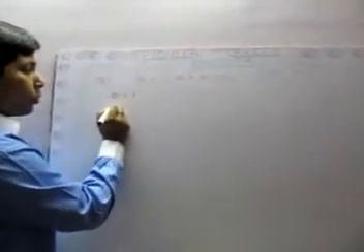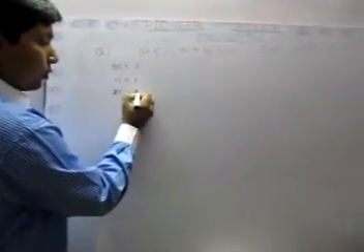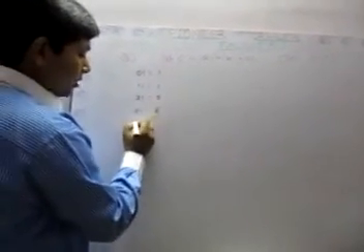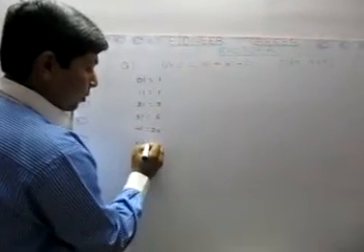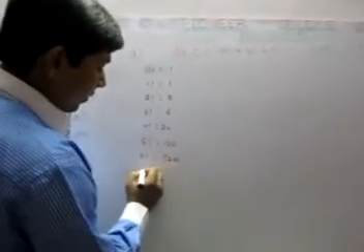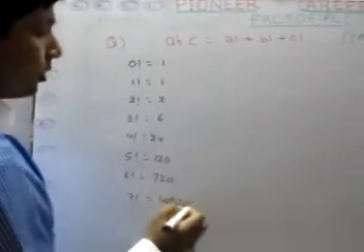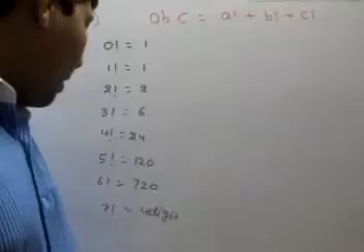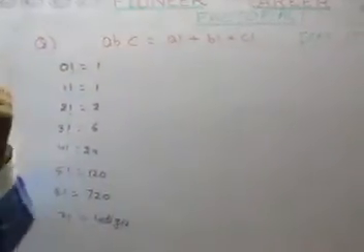0 factorial is equal to 1, 1 factorial is equal to 1, 2 factorial is equal to 2, 3 factorial is equal to 6, 4 factorial is equal to 24, 5 factorial is equal to 120, 6 factorial is equal to 720, 7 factorial is a 4-digit number, while ABC is a 3-digit number. Hence none of A, B or C is equal to 7, 8 or 9, because the summation is a 3-digit number. Hence 7, 8 and 9 are ruled out.